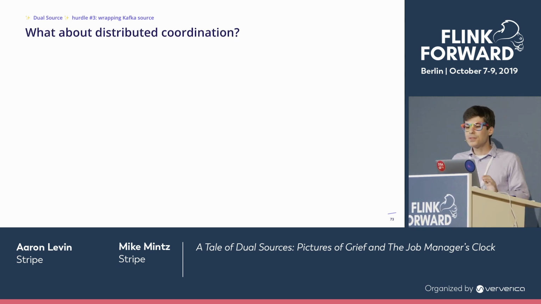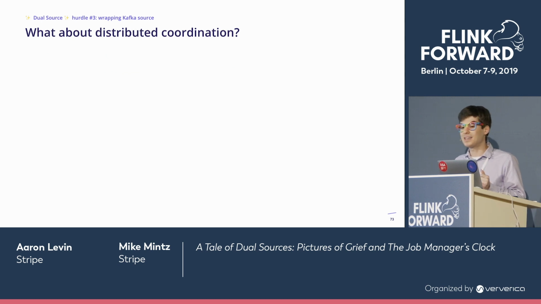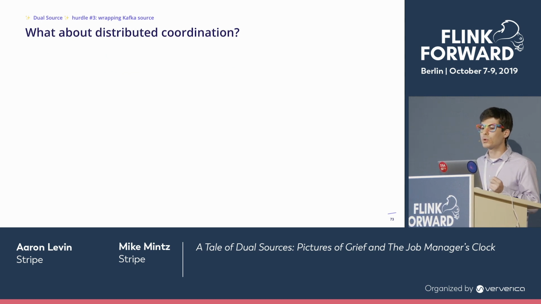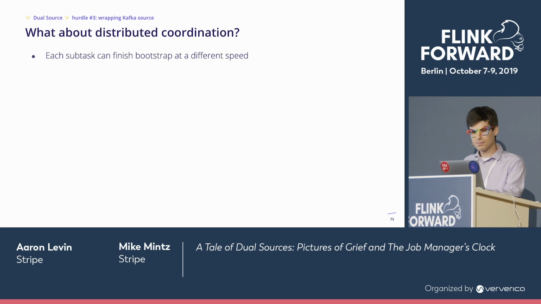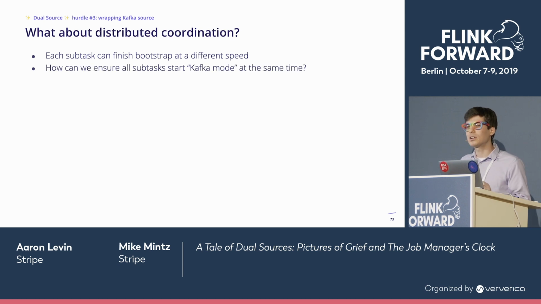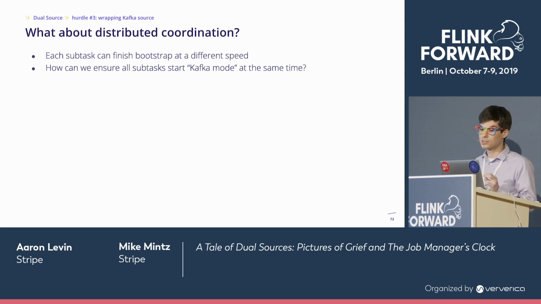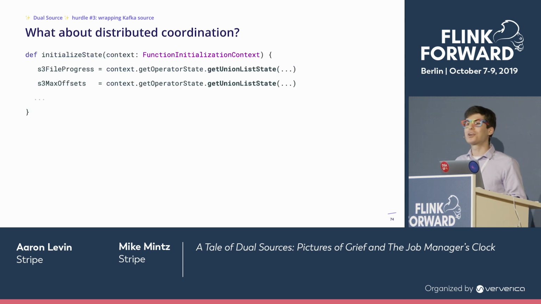Now, this all makes sense for a source with parallelism set to 1, but how can we possibly coordinate across multiple subtasks, all finishing their S3 bootstrap at slightly different times, but all needing to restart into Kafka mode at the same time? And we can't use any of Flink's cool distributed operators like keyBy, since we're implementing a source. Lucky for us, Flink has a feature that we can abuse to get distributed coordination in any operator, including sources. And that feature is called operator state, specifically union list state, and we've been using it all along.